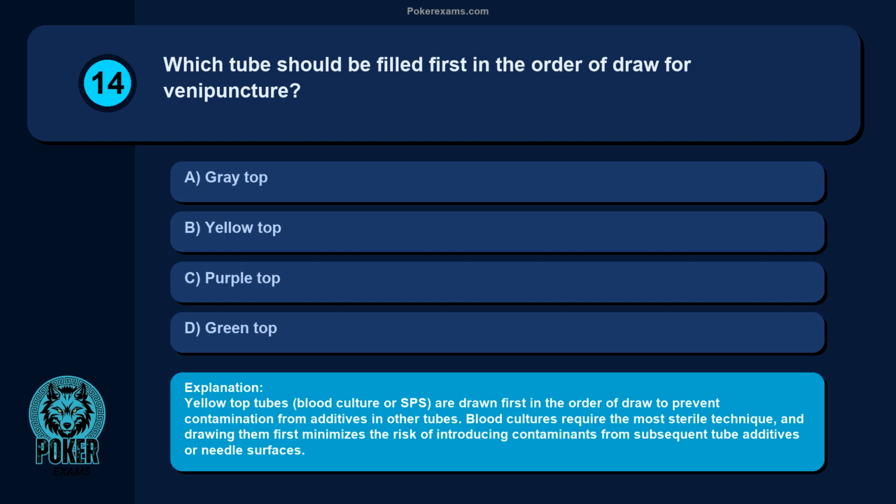Yellow top tubes, blood culture or SPS, are drawn first in the order of draw to prevent contamination from additives in other tubes. Blood cultures require the most sterile technique, and drawing them first minimizes the risk of introducing contaminants from subsequent tube additives or needle surfaces.